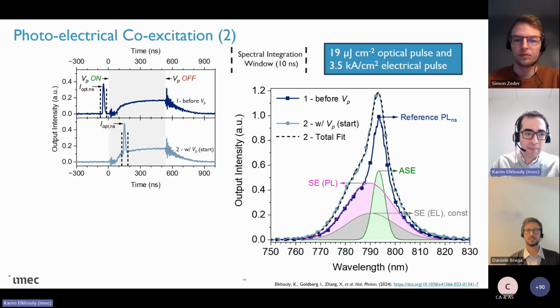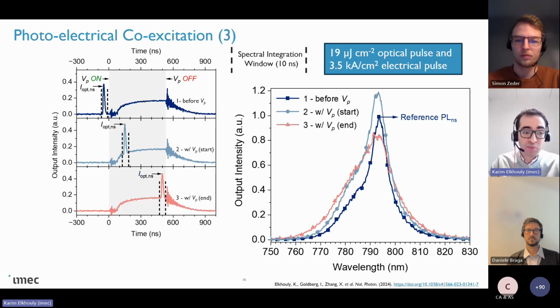Next, when we look at the overlap, when the optical pulse overlaps with the leading edge of the electrical pulse, we see that the spectrum increases, which makes sense because we detect more photons. And we can have 3 contributions now: spontaneous emission from the optical pulse, ASE, and from the electrical pulse.